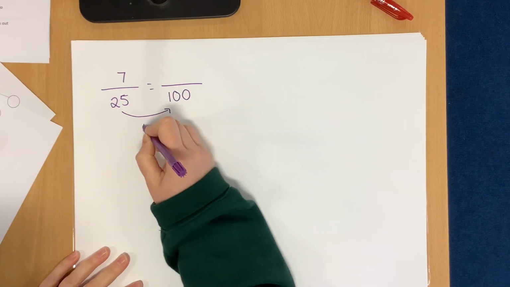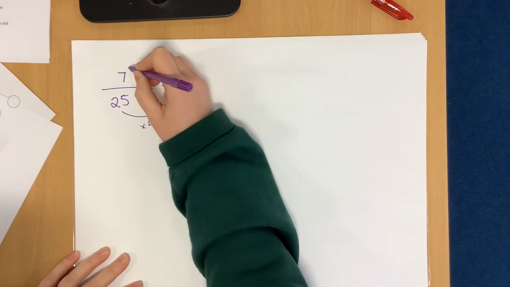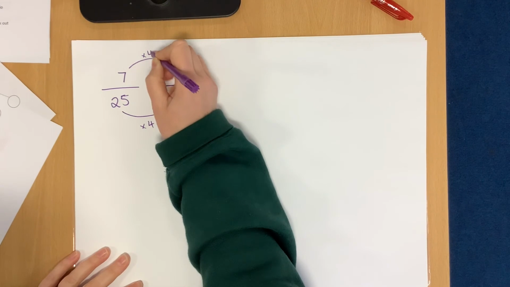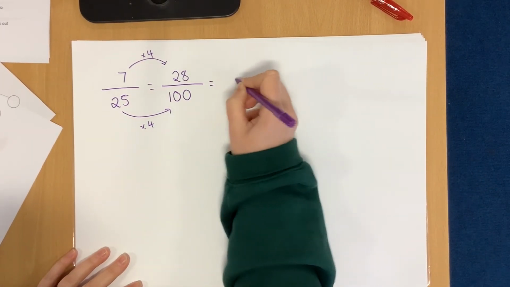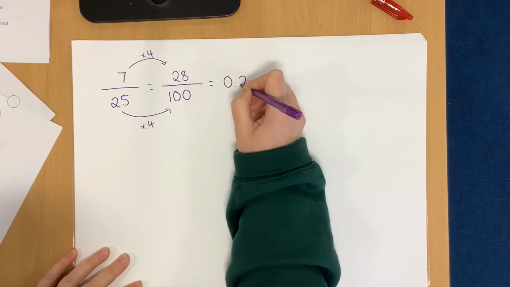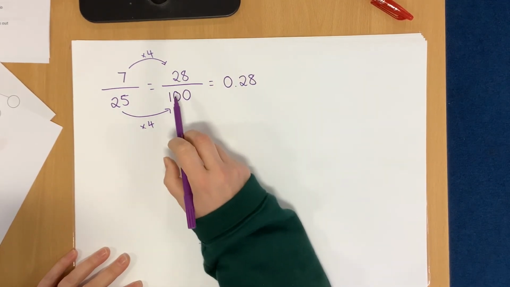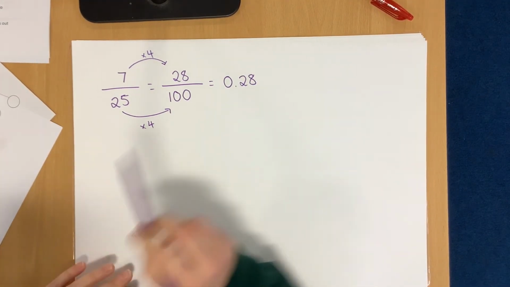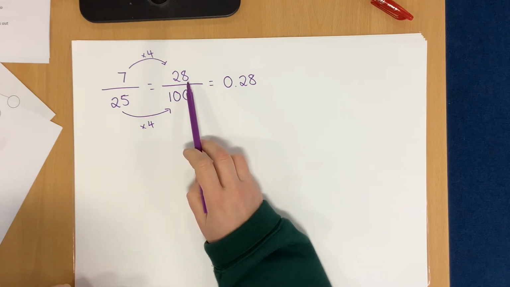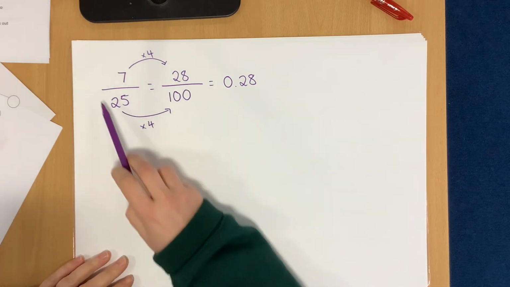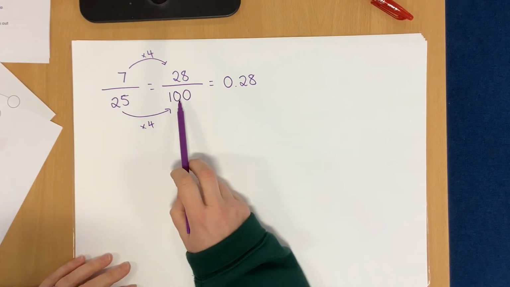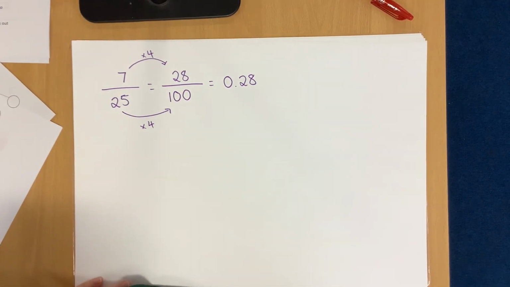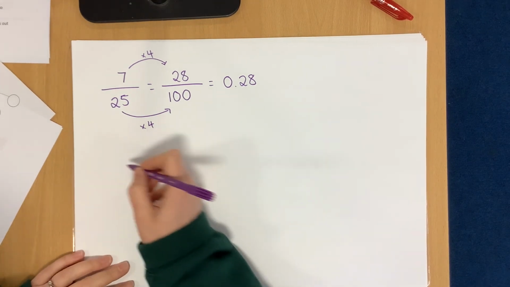So 25 times 4 is 100. We'll do the same to the numerator. 7 times 4 is 28, and 28 hundredths is 0.28. Remember, that's 2/10 and 8 hundredths. So this isn't a fraction in its simplest form. 7/25 is the simplest form, but this is a time when we don't want simplest form. We want 100 to be our denominator.